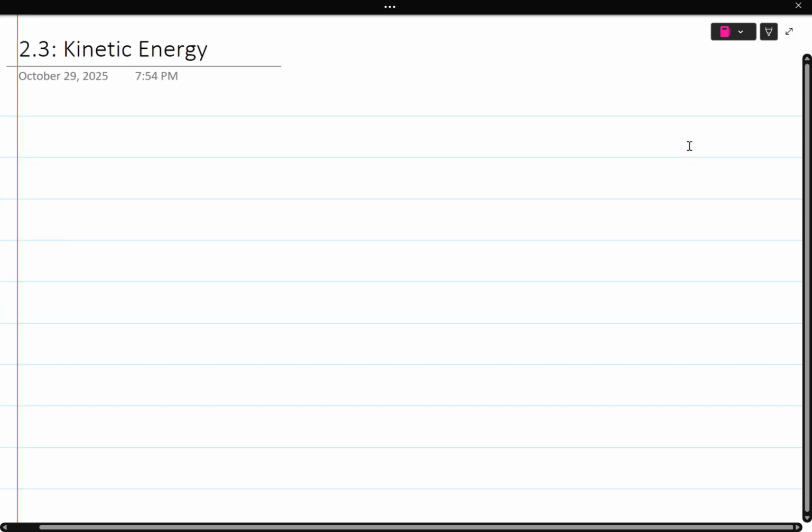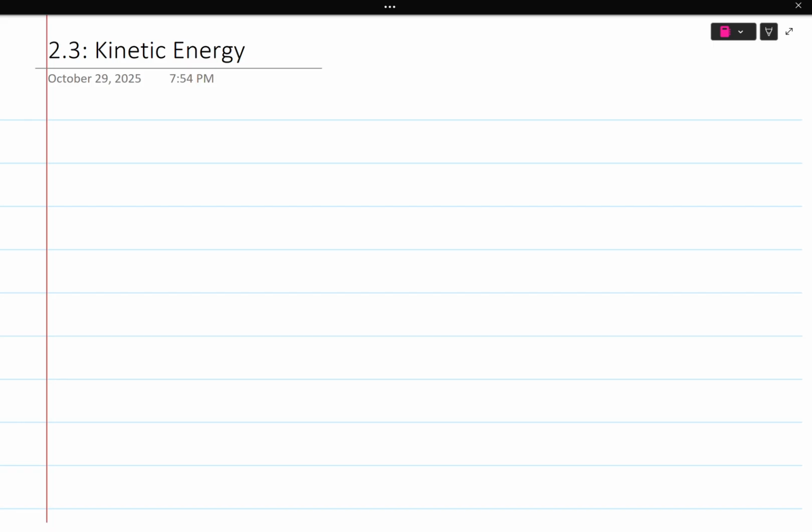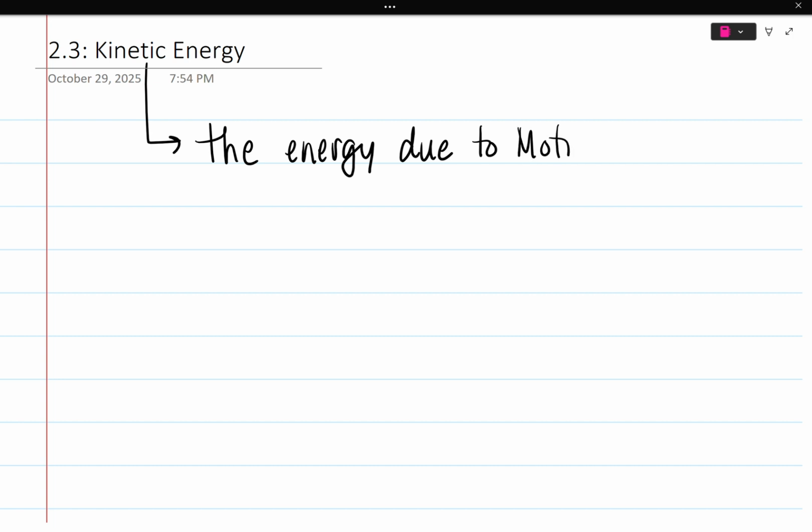We are now going to talk about kinetic energy, B2.3 in your textbook. Potential energy we just discussed, that's stored energy. Kinetic energy now, just as the name implies, has to do with motion. So kinetic energy is the energy due to motion. As long as an object is moving, it will have energy.